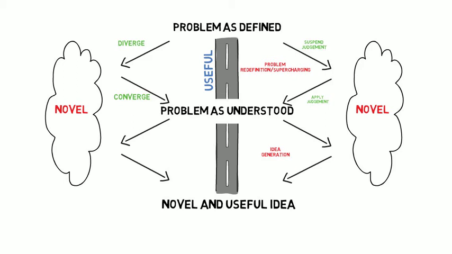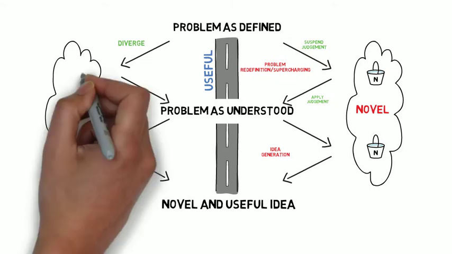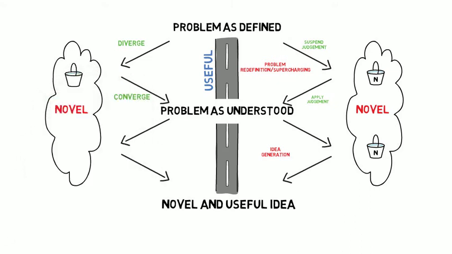So as we diverge in each cycle, we pick up a bucket of novelty, we take that bucket of novelty and carefully converge, applying judgment and mixing it with useful. So we go from the problem as defined to a fresh problem as understood, which has had an injection of novelty. The only way we can solve that problem as understood is then to diverge again, grab another bucket of novelty, and then gently converge and mix that novelty with useful.